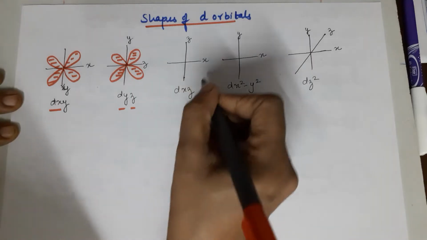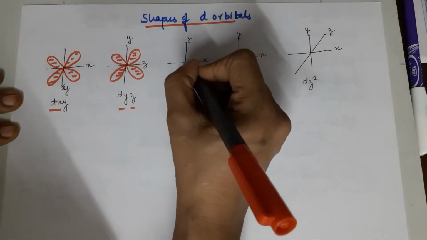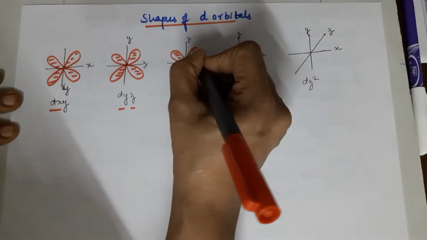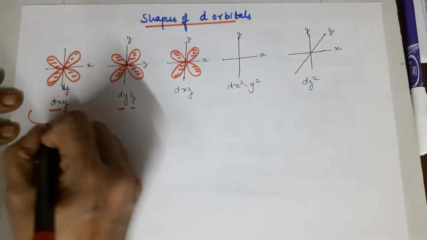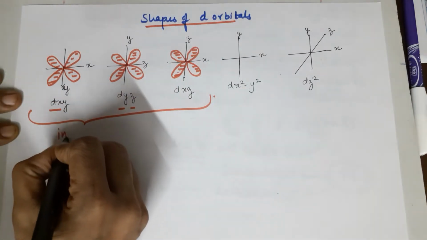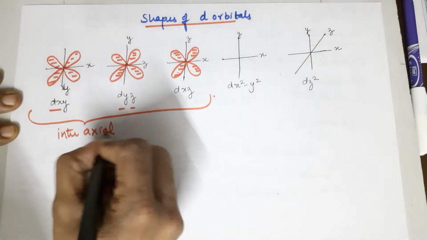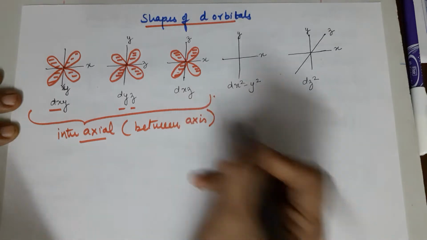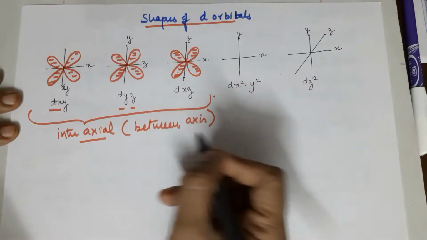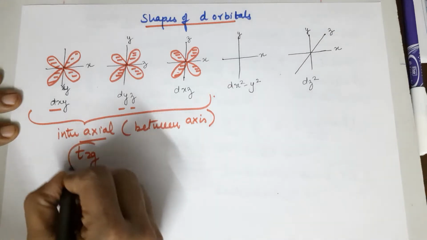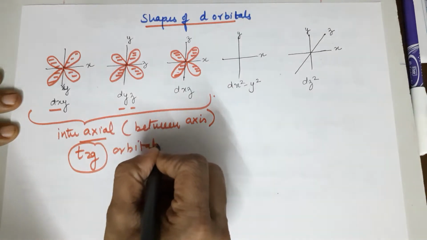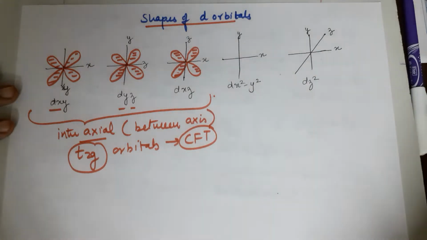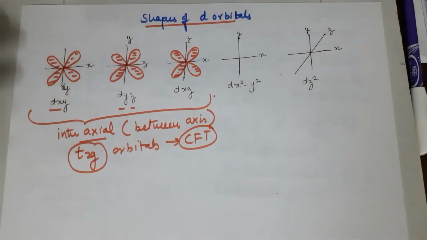Coming to dxz, this is the x-axis, this is the z-axis. Again, this is also an interaxial double dumbbell. So, these 3 are interaxial, which means they are between axes. Is that clear? These 3 would also be called as the T2g orbitals in case of crystal field theory. This you should understand. Coming to the next two types of d orbitals.